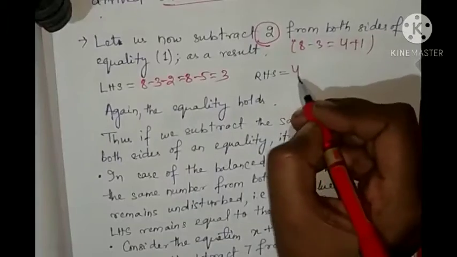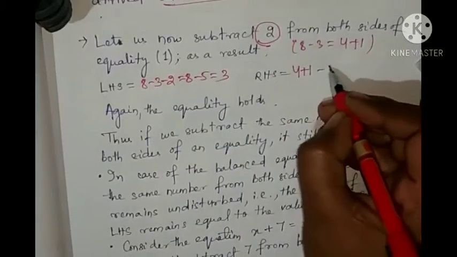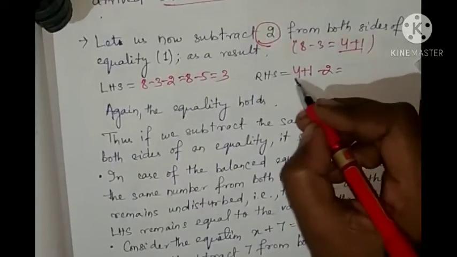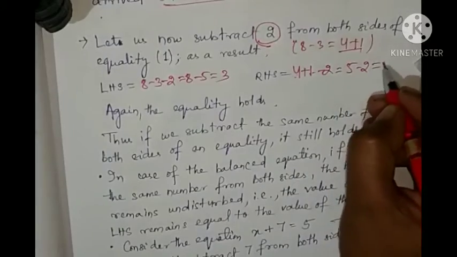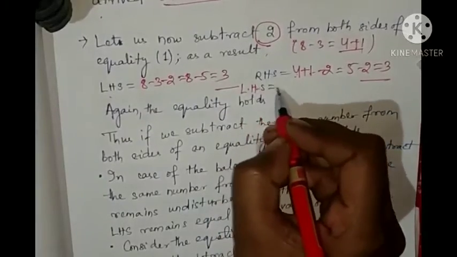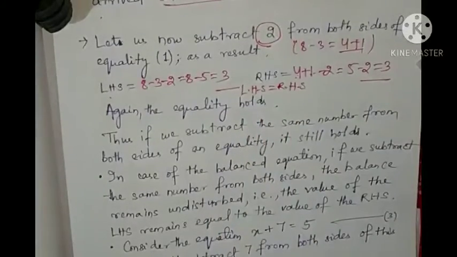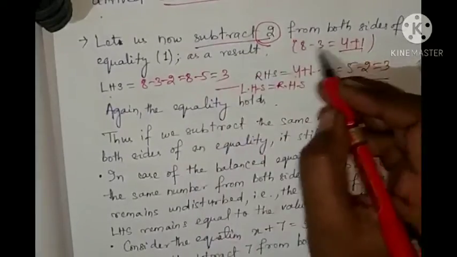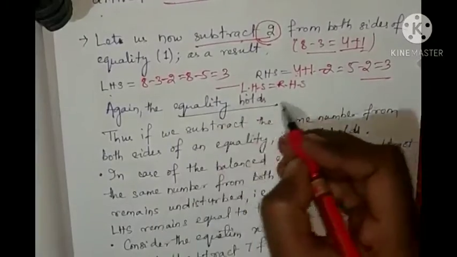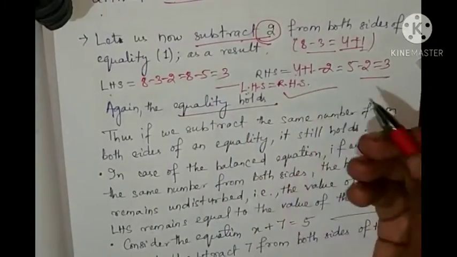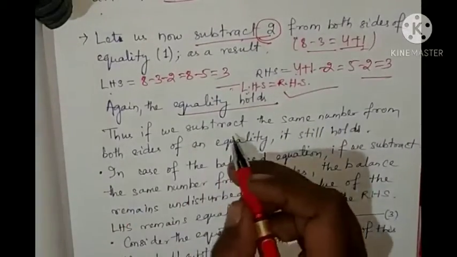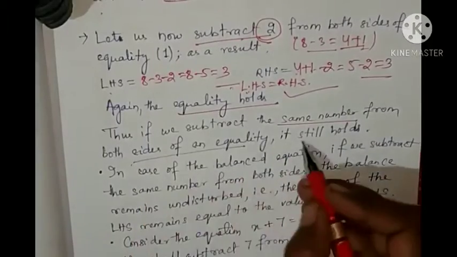The same thing we'll do on the right side: 4 plus 1 minus 2. 4 plus 1 is 5, minus 2. How much are you getting? 3. So here you see, LHS equal to RHS. So when we subtract the same number from both sides of the equality, again the equality holds, because the new LHS equals the new RHS. Thus, if we subtract the same number from both sides of an equality, it still holds.